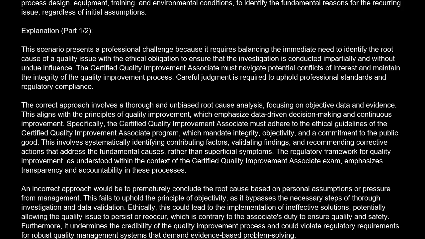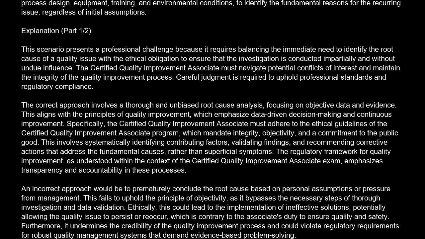The correct approach involves a thorough and unbiased root cause analysis, focusing on objective data and evidence. This aligns with the principles of quality improvement, which emphasize data-driven decision-making and continuous improvement. Specifically, the Certified Quality Improvement Associate must adhere to the ethical guidelines of the Certified Quality Improvement Associate Program, which mandate integrity, objectivity, and a commitment to the public good.